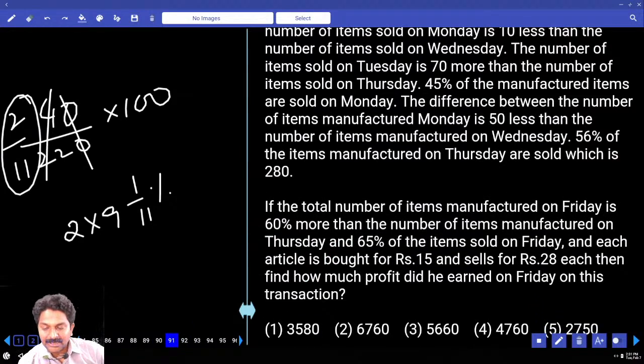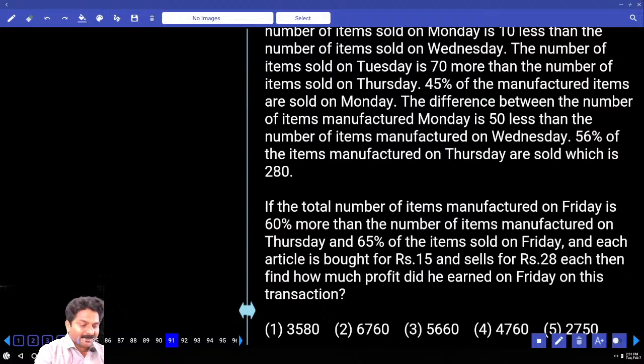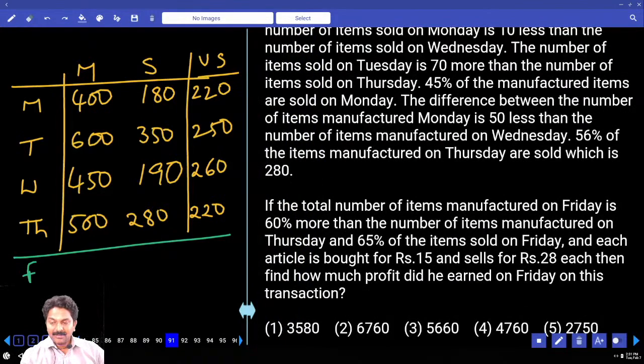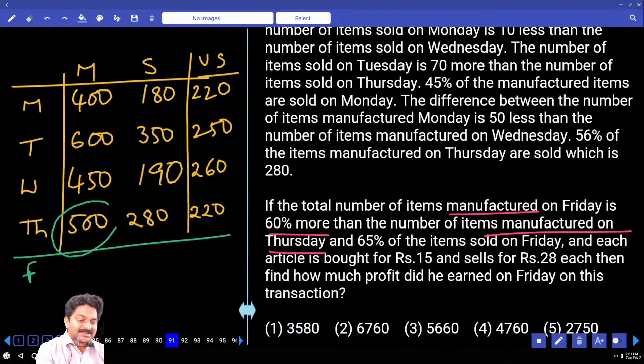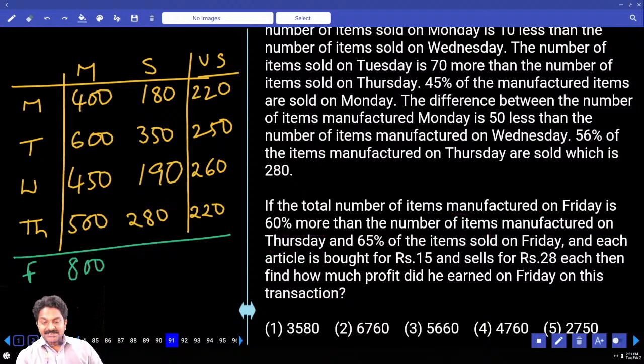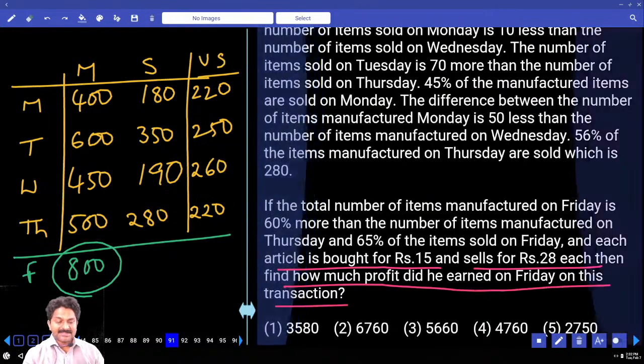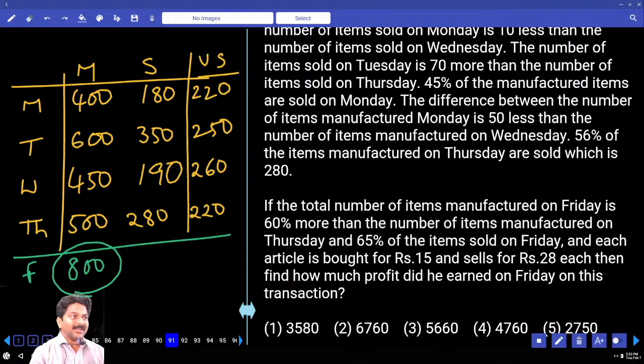If the total number of items manufactured on Friday is, they are talking about Friday data. Total number of items manufactured on Friday is 60% more than manufactured on Thursday. On Thursday, how many are manufactured? 500. 60% is 300. More, so 800 we have. And 65% of items sold on Friday, 65% of this number only. And each article is bought for 15 rupees and sold at 28 rupees each. Then how much profit did he earn on Friday on this transaction? On this transaction only, right?